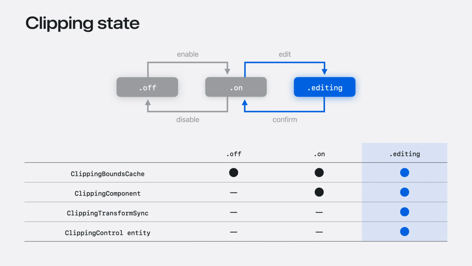In editing, we add another custom component called clipping transform sync. The sample uses that to keep track of the assembly's transform and update the clipping control when the transform changes. The clipping control is the entity we use to manage the clipping planes and make them interactive. They're the visual affordance that allow people to see where the clipping planes are and edit them.